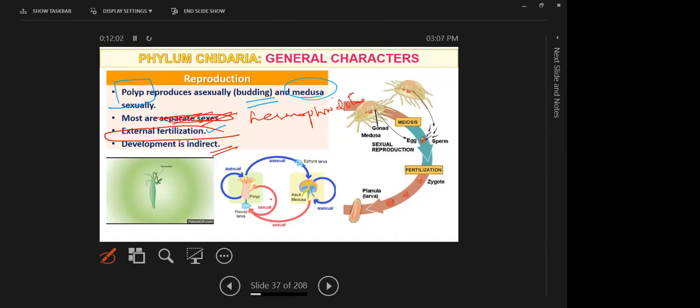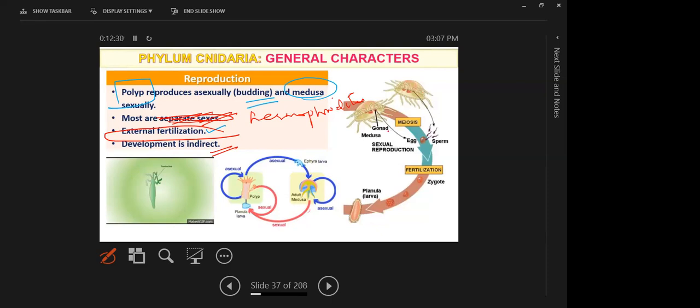So here you can see the sexual reproduction, the medusa and the polyp. The polyp forms another polyp asexually, and then they go to the adult medusa. The adult medusa undergoes asexual reproduction to form the same bud. They undergo sexual reproduction to produce either polyp or medusa. See here, two jellyfish.